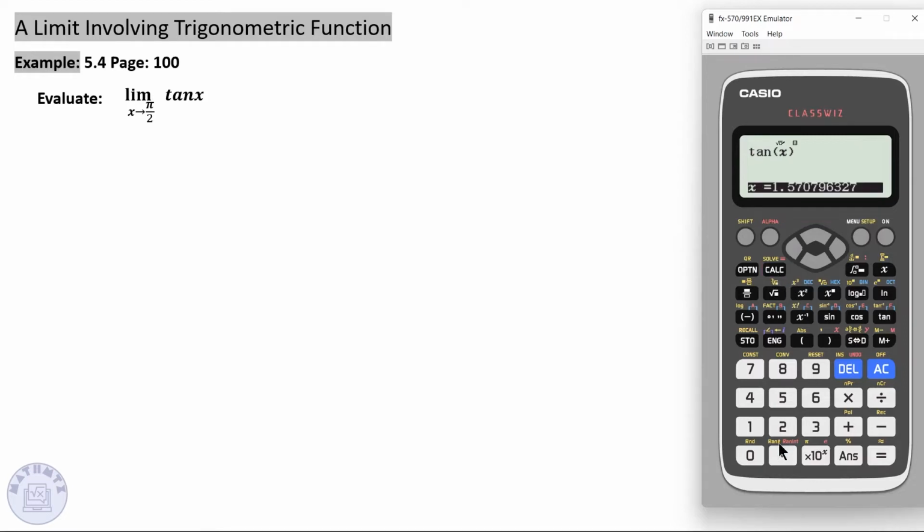You can do this by taking 0.501 times pi. This is from the right side. And I can see it approaches a large negative number, so negative infinity. Calculate from the left side, 0.49 times pi, and this equals a large positive number, so positive infinity. Therefore, I can say that the limit does not exist.